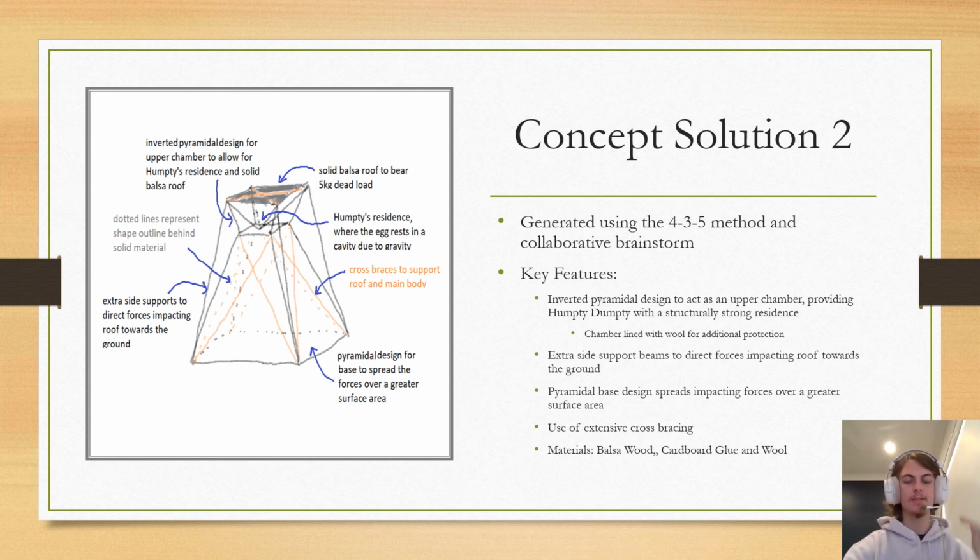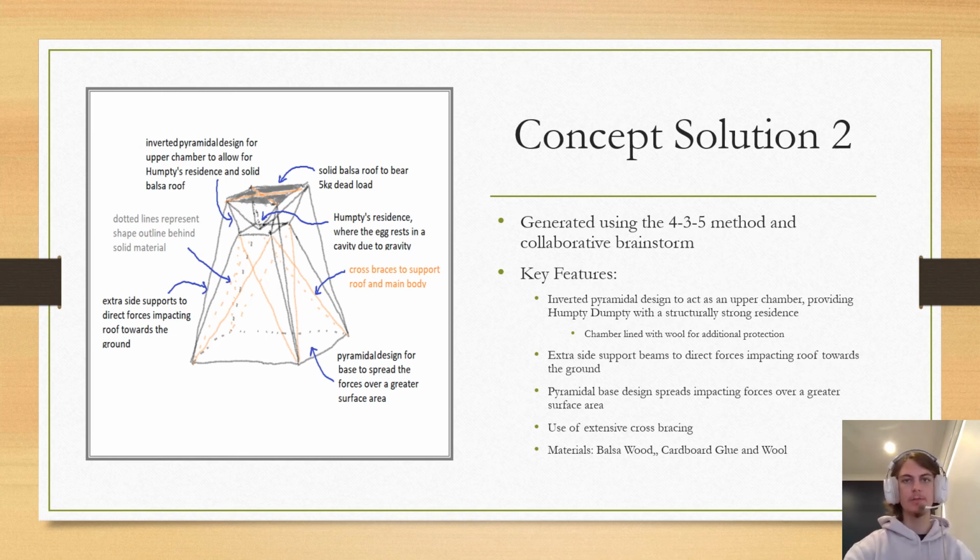This type of cross brace is also featured on the roof in order to bear the 5 kg dead load. The main body of the design is based on a pyramidal structure to concentrate the forces away from Humpty Dumpty, whilst the inverted pyramid within the structure allows Humpty Dumpty to rest in a cavity through gravitational forces which fix his position. He will then be further protected by the surrounding cardboard walls lined with wool. This design also fulfills all the client's requests and so is a viable concept generated by our concept generation methods.